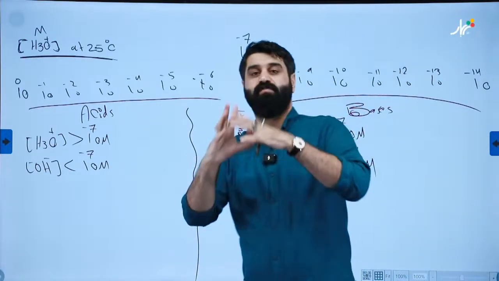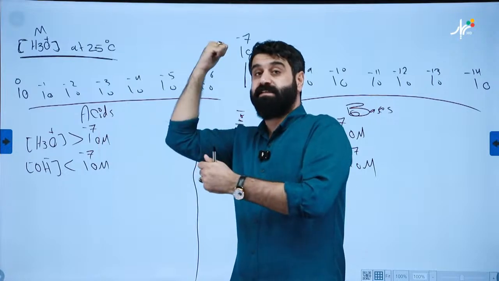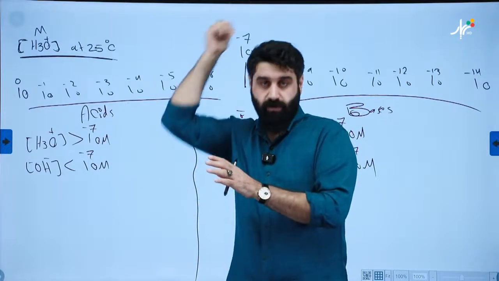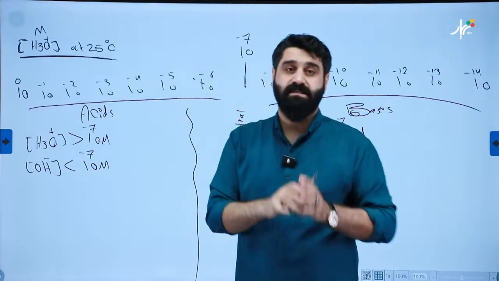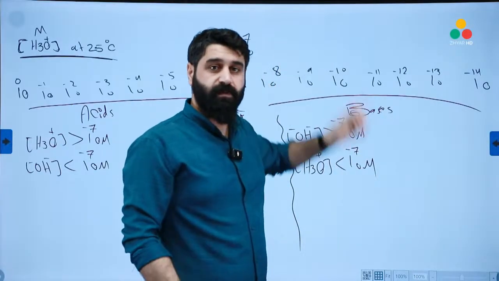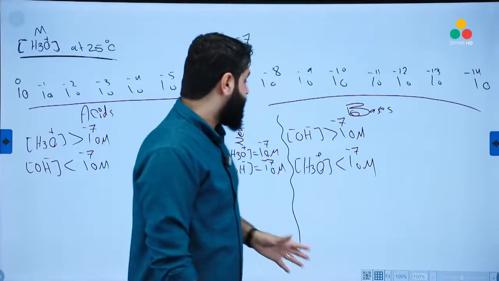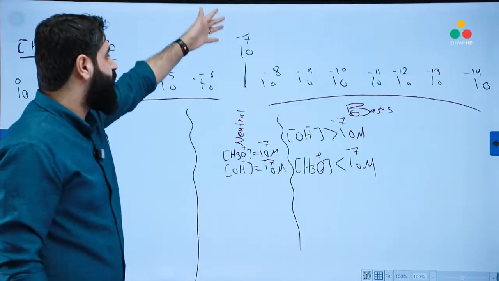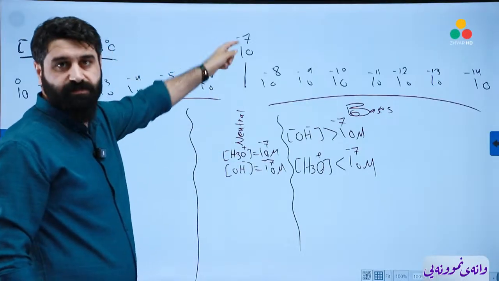In the acids we have more hydronium, so hydronium is greater than this. That means OH must be smaller than this. In the bases we have more hydroxide, so OH is greater than this. That means H3O is smaller. But in neutral medium, both are the same, which is this. Okay?